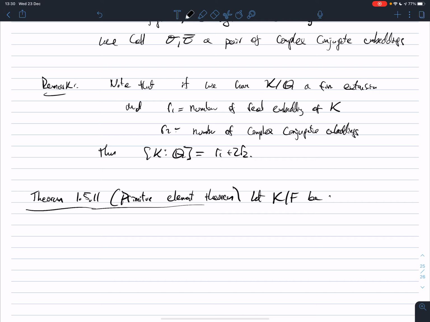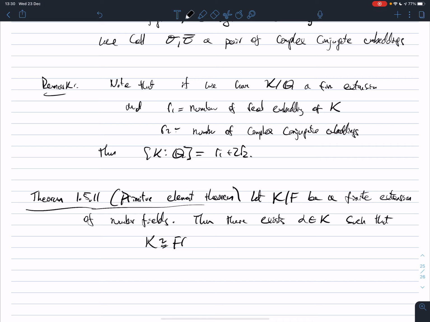Let K over F be a finite extension of number fields. Then there exists some alpha in K such that K is isomorphic to F of alpha. Remember, this is what we call a simple extension, and alpha was called our primitive element. This is why it's called the primitive element theorem. It says that if I have any finite extension, then I can always find one element such that K just looks like F adjoined that one element.